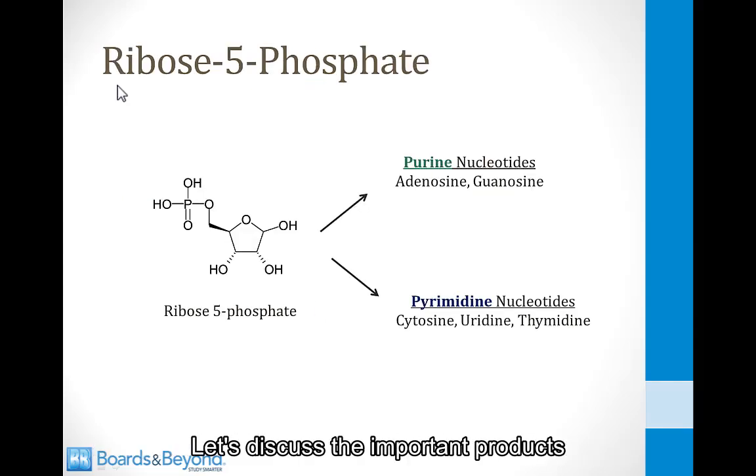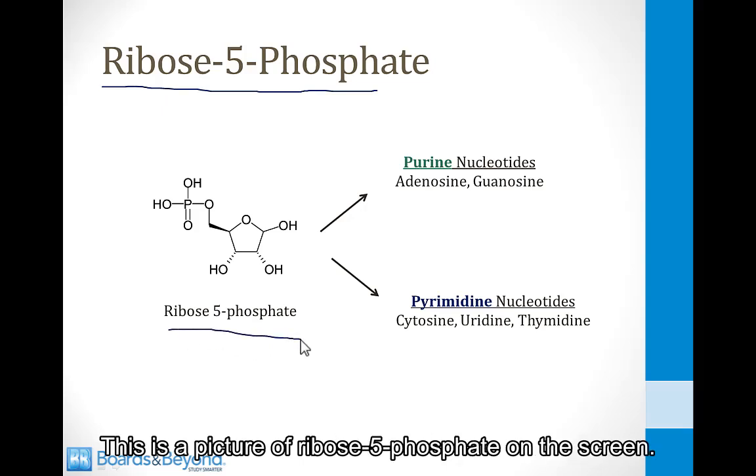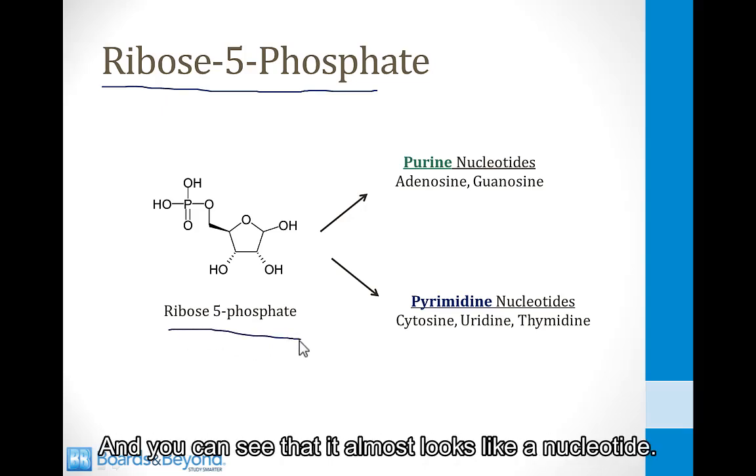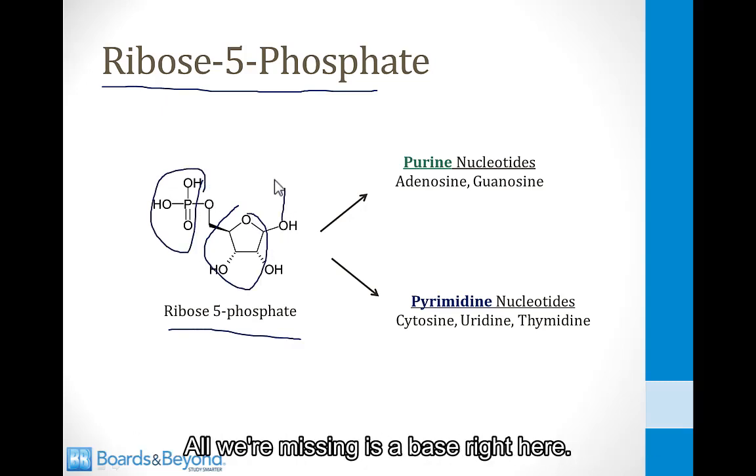Let's discuss the important products of this pathway for cells. The first one is the molecule ribose 5-phosphate. This is a picture of ribose 5-phosphate on the screen. And you can see that it almost looks like a nucleotide. We have a sugar and we have a phosphate group. All we're missing is a base right here.